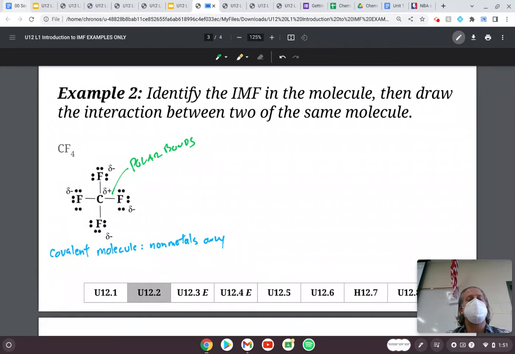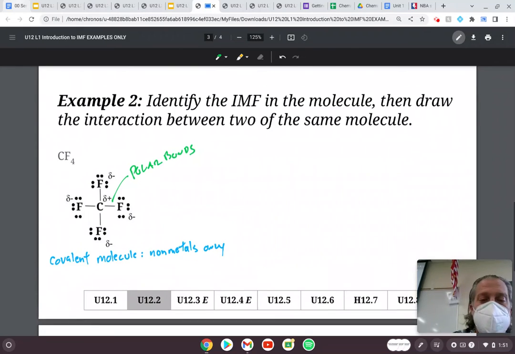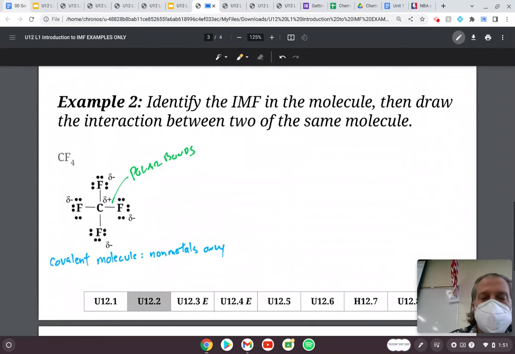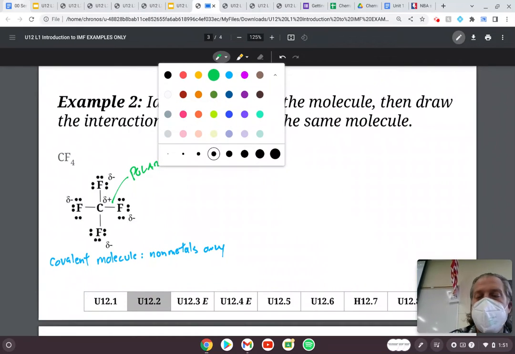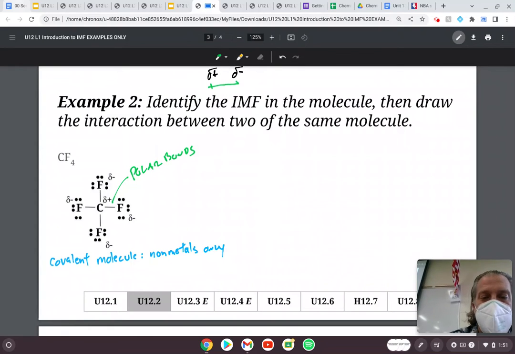Now, the issue is that, as you recall, with the partial charge designation, if I have a bond that has a delta positive and a delta negative on it, our arrow would draw toward the delta negative. So in this instance, the arrows are drawing away from carbon and toward fluorine.